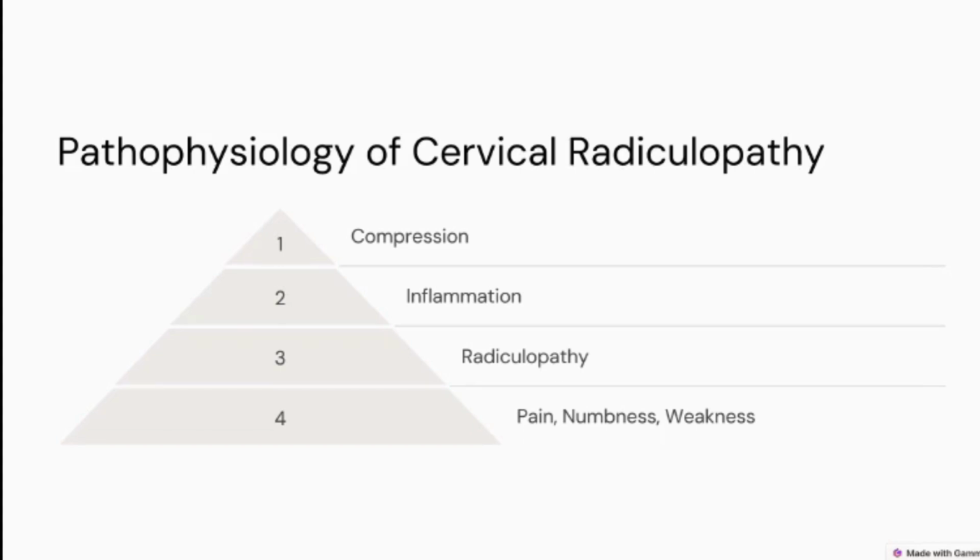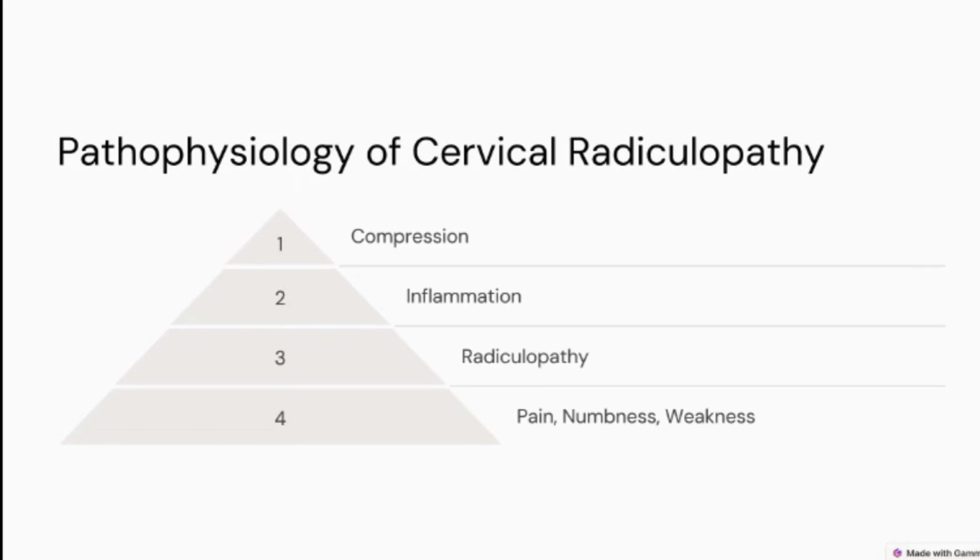Before that we'll just quickly discuss the physiology. So the cervical spinal nerves transmit the sensory and motor signals between the brain, neck and the upper limb. They maintain the communication between the central nervous system and the peripheral structures, enabling movements and sensation.